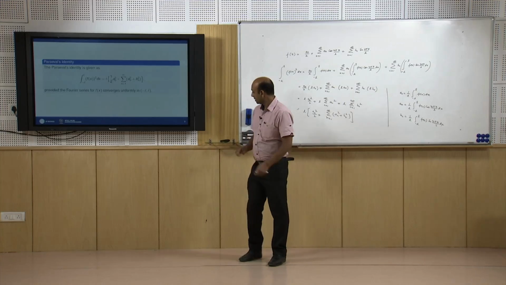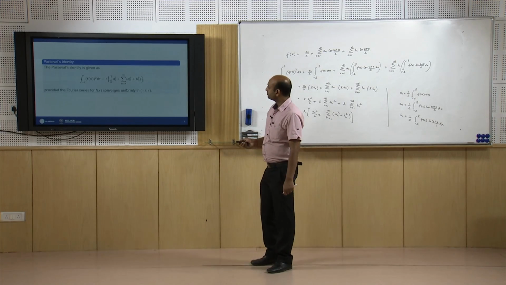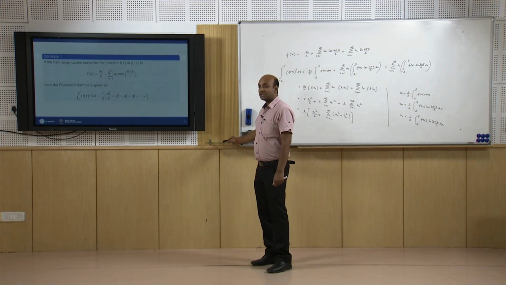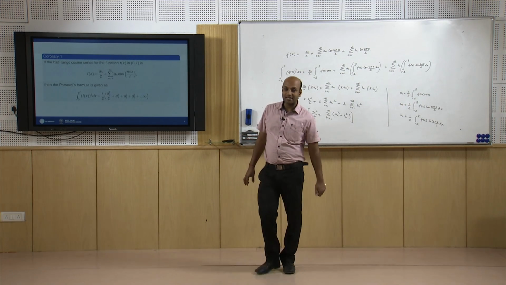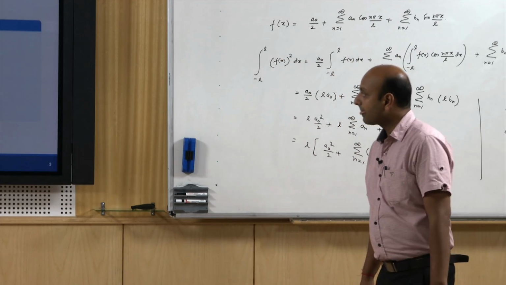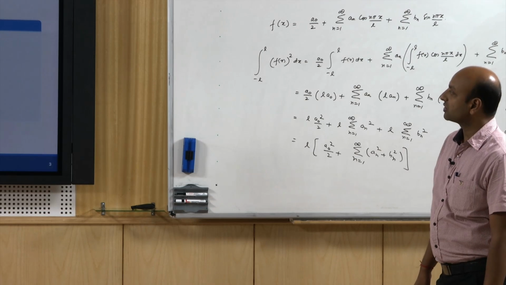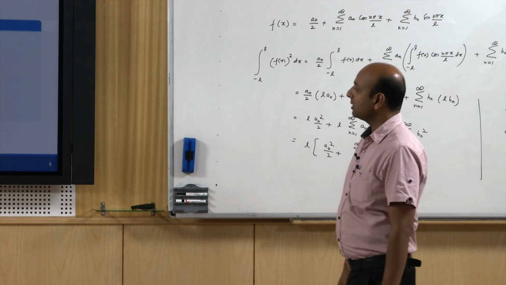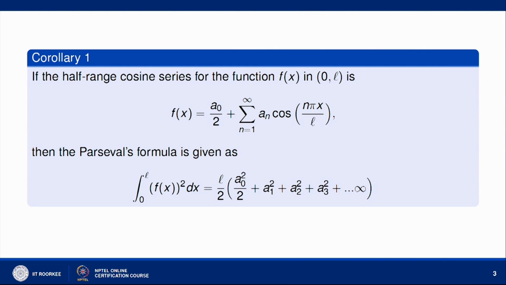Now, if we have a half range series, which we discussed in the last lecture, half range Fourier sine or cosine series, the half range cosine series of the function f(x) in the interval 0 to L can also be derived using the Parseval formula.